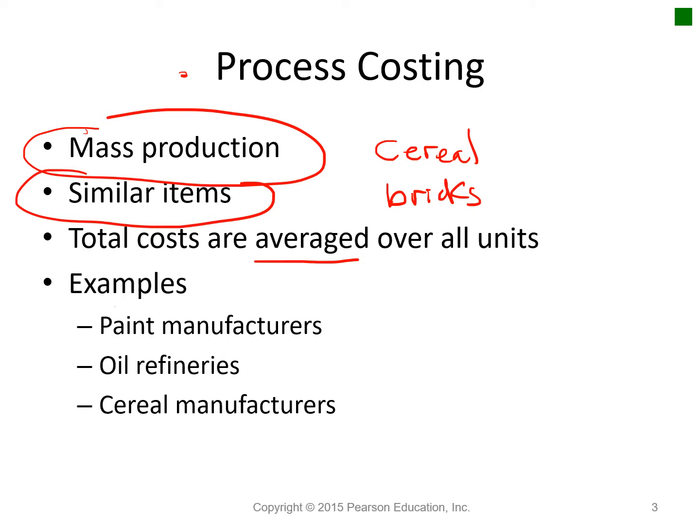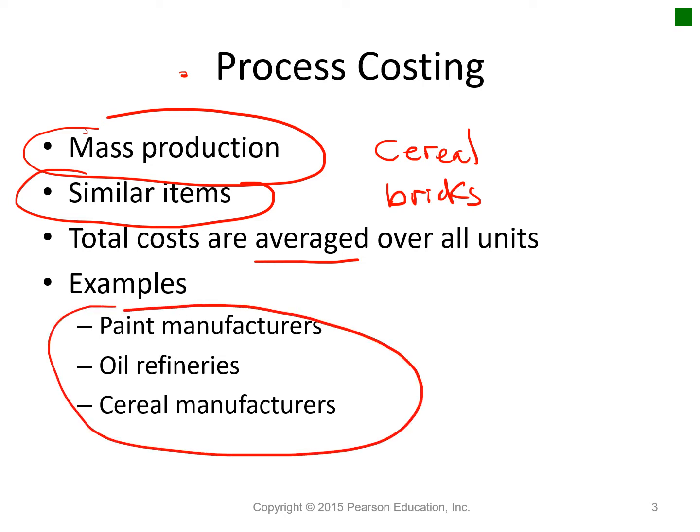And of course, down below they give you some more examples. Paint manufacturers, oil refineries. Again, here's cereal. Again, think of items that are mass produced. Typically, they would be using a process costing system.